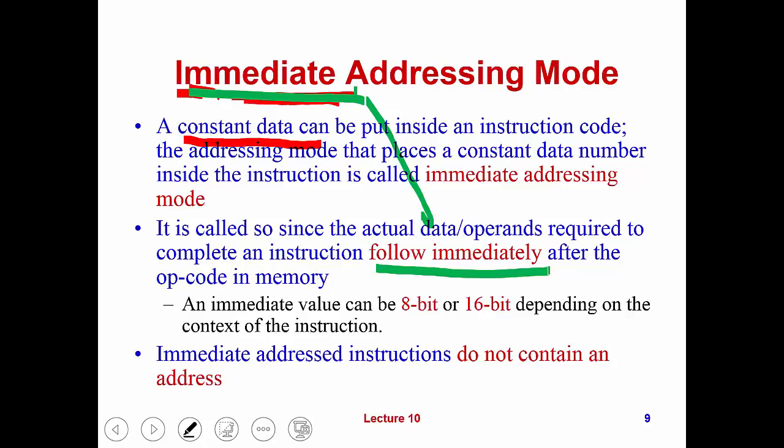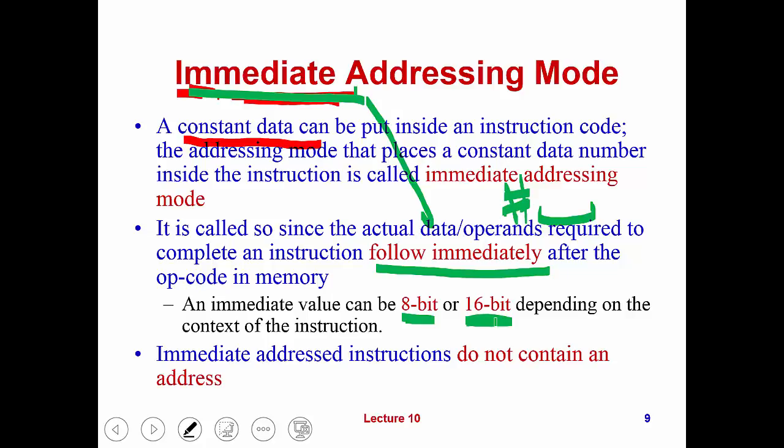Because the data is constant, as we learned before, it should start with a pound sign. Pound sign, then whatever follows is the data. Data can be in binary, or hexadecimal, or decimal, whatever. So the data value in the operand field can be 8 bits long, or 16 bits long. That depends on the context.